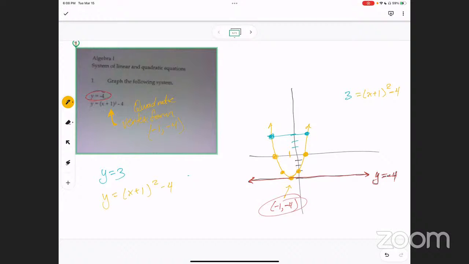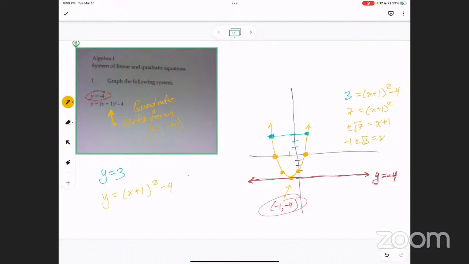You're going to add 4 to both sides, so you're going to have 7. Now you're going to take the square root, so you're going to have plus or minus. That's where you get the 2. Plus or minus the square root of 7 equals x plus 1, and then subtract 1 from both sides. It's -1 plus or minus the square root of 7 equals x.